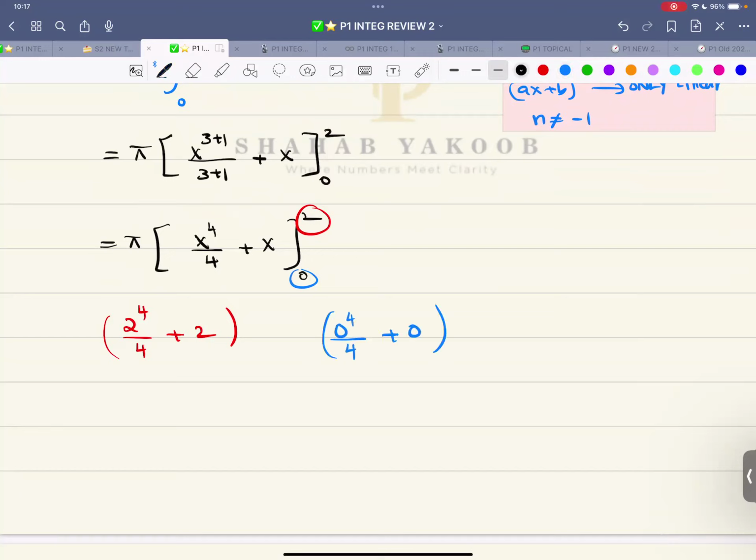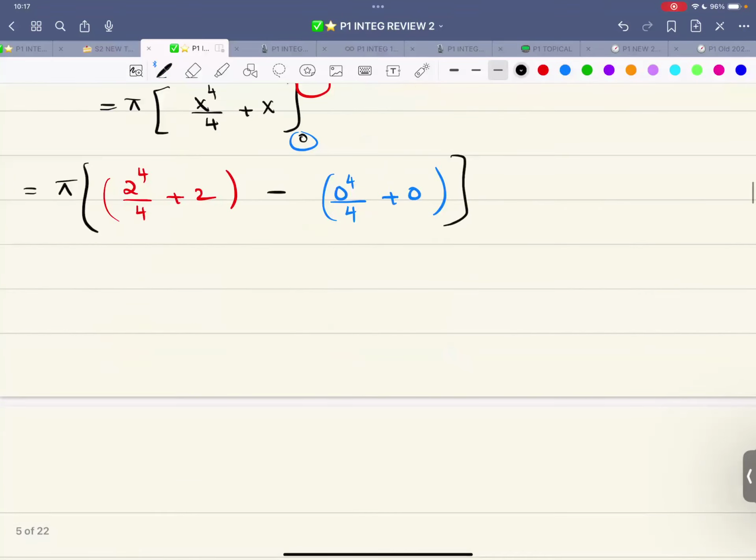There is a minus sign in the middle, a square bracket, and a pi on the outside. Equal sign. 2 to the power 4 is 16. 16 over 4 is 4. 4 plus 2 is 6. So this is 6 pi, because this whole thing is 0.